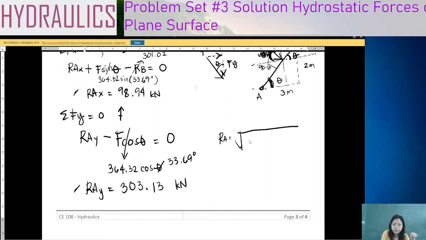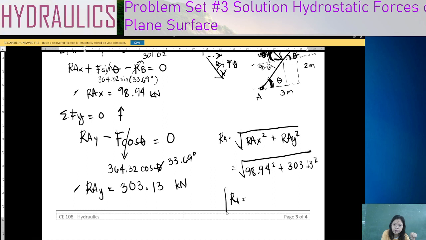Reaction at A, we get RAX squared plus RAY squared. That is square root of 98.94 squared plus 303.13 squared. The final answer is equal to the square root of 98.94 squared plus 303.13 squared. So, ano yan? 318.87 kilonewton.